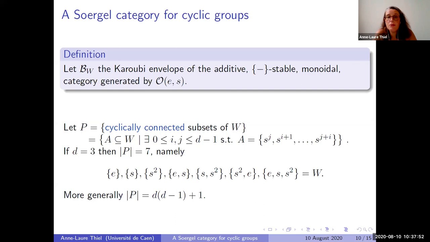So 7. And more generally, for a cyclic group of order D, you have D times (D minus 1) plus 1 such subsets. Very good. So we keep in mind these cyclically connected subsets that will play an important role in describing this generalized category.